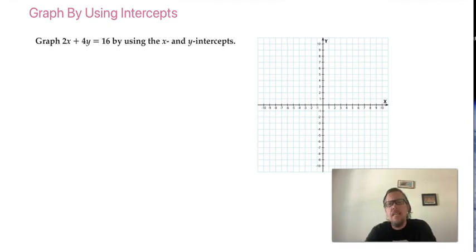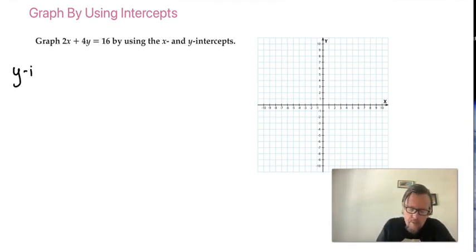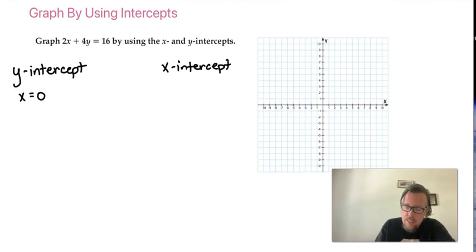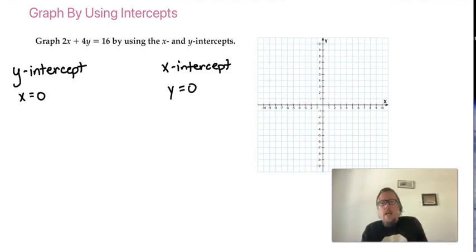So the intercepts, as we discussed, are found at values of 0. The y-intercept is found where x equals 0, and the x-intercept is found where y equals 0. So when we take this equation, written in standard form, we are going to first substitute 0 for x and solve for y. That'll tell us the y-intercept. And then we're going to substitute 0 for y and solve for x, and that'll tell us the x-intercept.